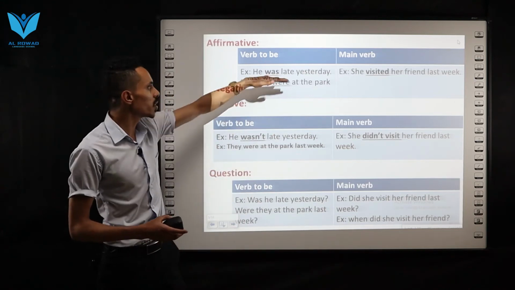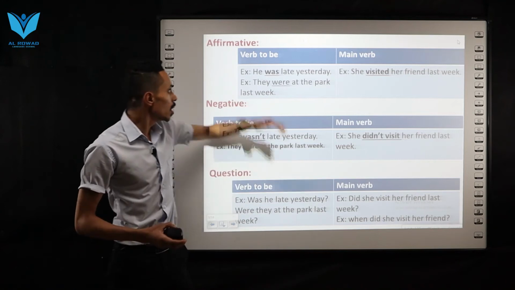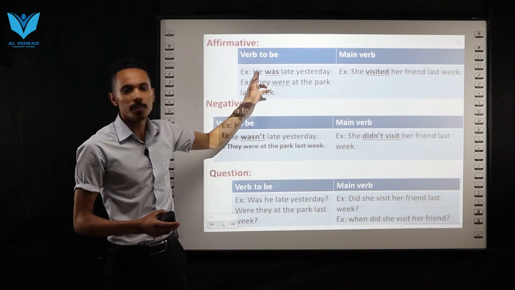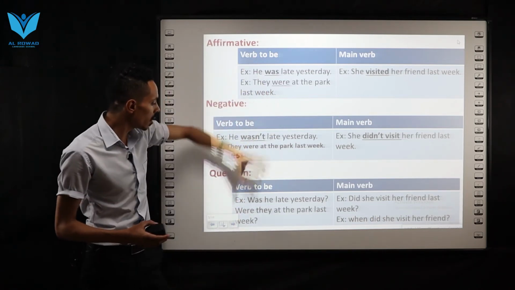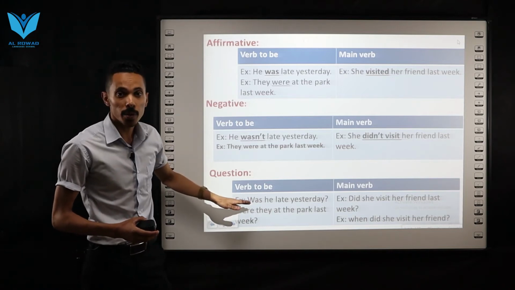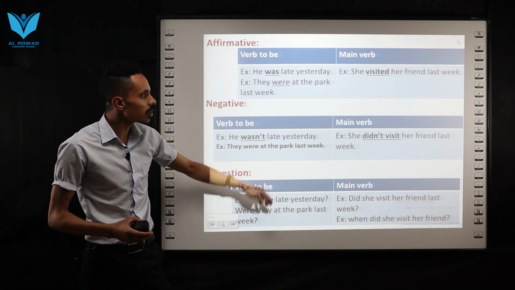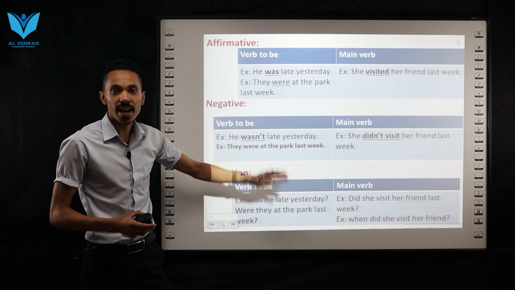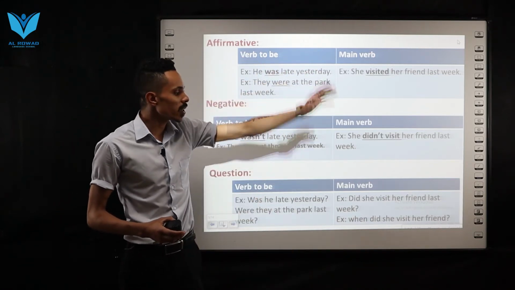How to choose the helping verb, was or did? It's related to the sentence that you are gonna form a question about. He was late yesterday. What is the verb here? It's a verb to be. So, if it's a verb to be, it will be the helping verb of the question. Was, helping verb. He, subject, and after that, object, late, yesterday.